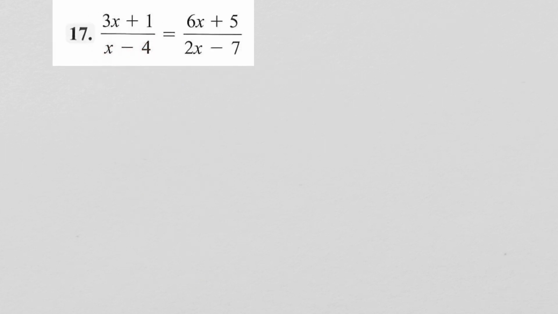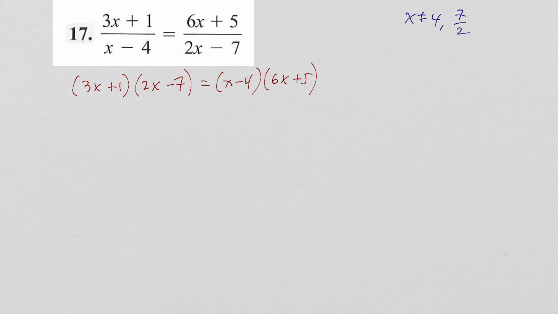Okay, my restricted values are that x cannot be equal to 4 and positive 7 over 2. All right, I have one fraction equals another, so I'm going to cross multiply. And I have 3x plus 1 times 2x minus 7 is equal to x minus 4 times 6x plus 5. I'll FOIL on the left and the right.